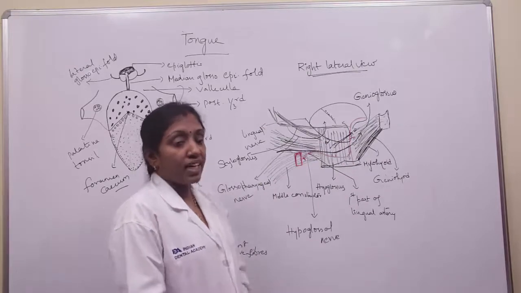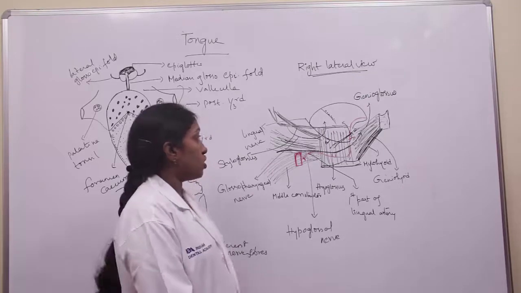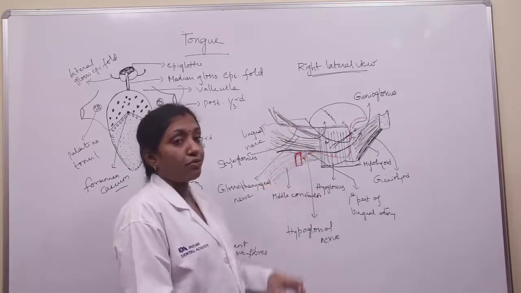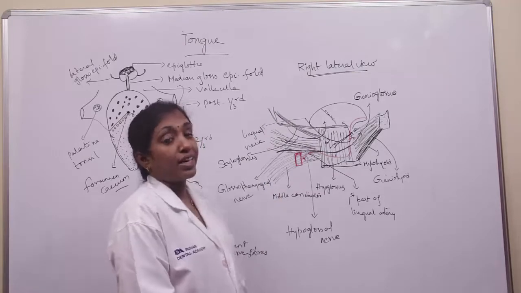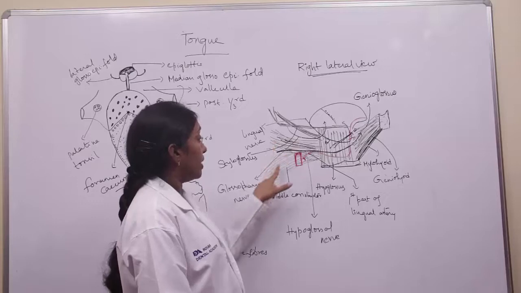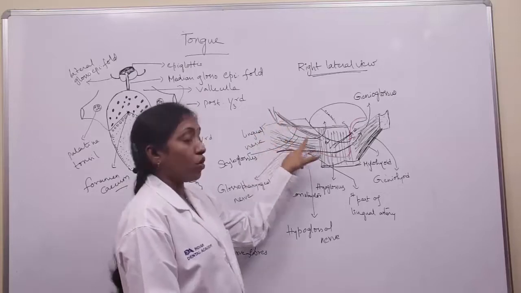And coming to the medial relations of the hyoglossus muscle, it is related to the stylopharyngeus muscle. So this is the stylopharyngeus muscle, the middle constrictor of pharynx, and the first and second parts of the lingual artery. And this is the middle constrictor of pharynx. This stylopharyngeus muscle is accompanied by the glossopharyngeal nerve.